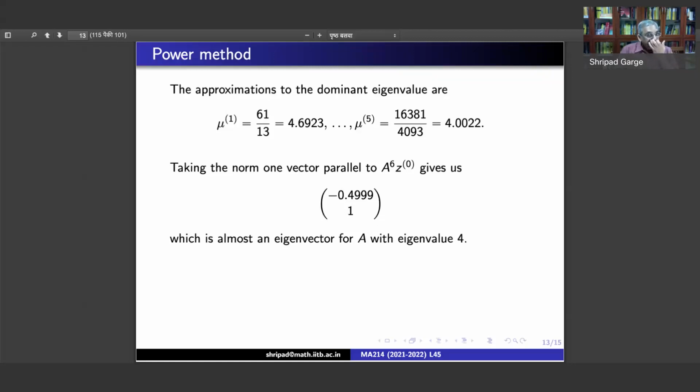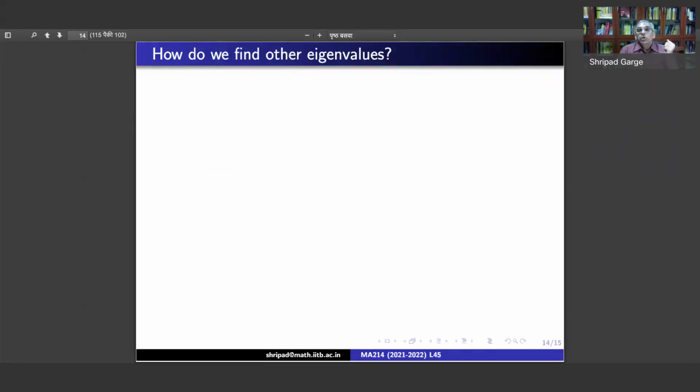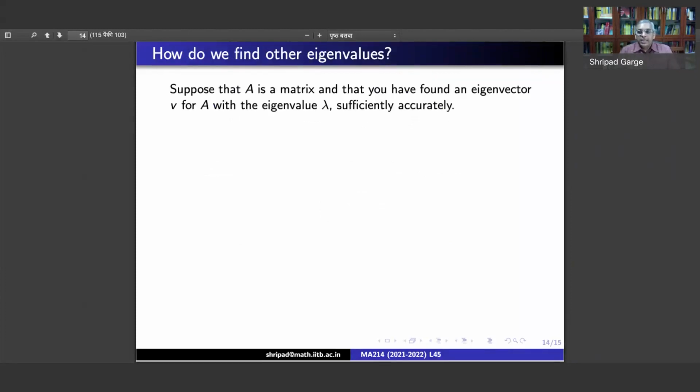Okay, and once you have found this dominant eigenvalue, you would want to know how to find the remaining eigenvalues. So suppose the matrix A is given. I am well aware that I may be going beyond time even in this lecture, but stick with me for one more slide. So suppose A is a matrix and you have found this particular eigenvector with the eigenvalue lambda sufficiently accurately. Then what you do is that you use Gram-Schmidt orthonormalization, which is that you start with your vector V, choose any basis consisting of V as your first vector, and apply Gram-Schmidt orthonormalization.